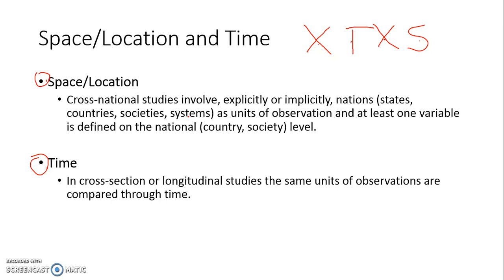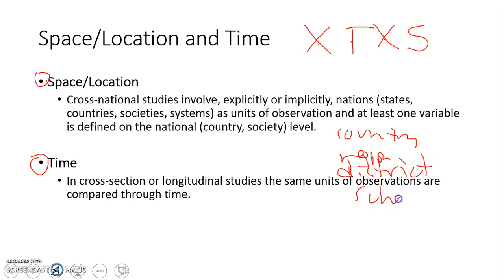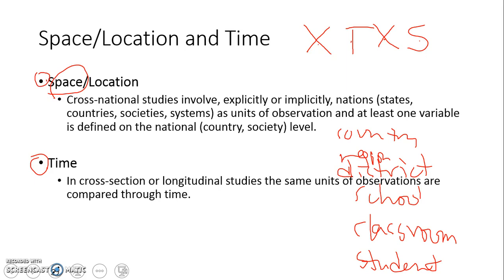And then usually if we're doing many at the same time, I mentioned we could have a country level, we could have a region level, we could have a district level, and we could have a school level, and we could have a classroom level, and we could have a student level, right? The individual. I mean, there are lots of different levels that we could go to that indicate some sort of spatial or location-bound difference.